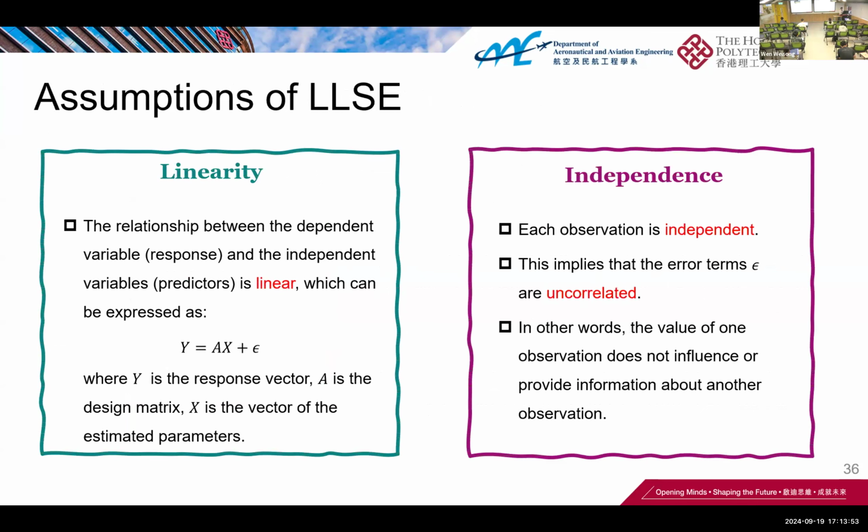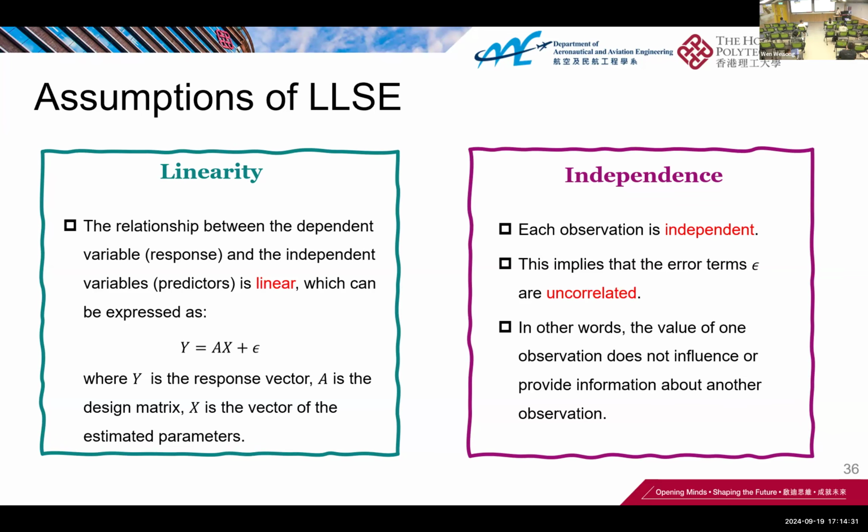There are several properties for the least square estimation. For the first one, linear least square estimation means the function needs to be linear. For example, if x is the unknown, this is a linear function because there are no squares. If there are square roots or squares, that becomes a nonlinear function. So the first assumption is that the problem is a linear case. The second one is that each of the observations should be independent.